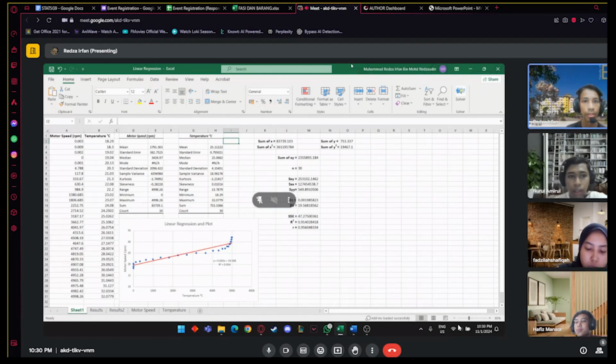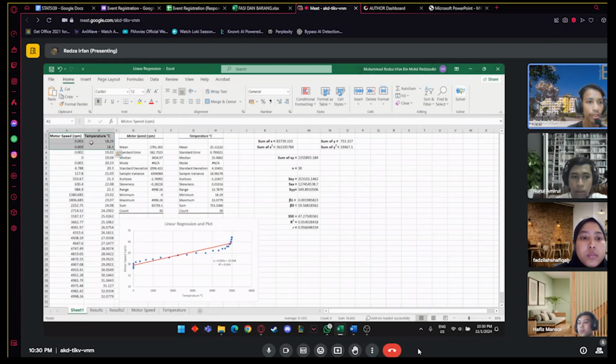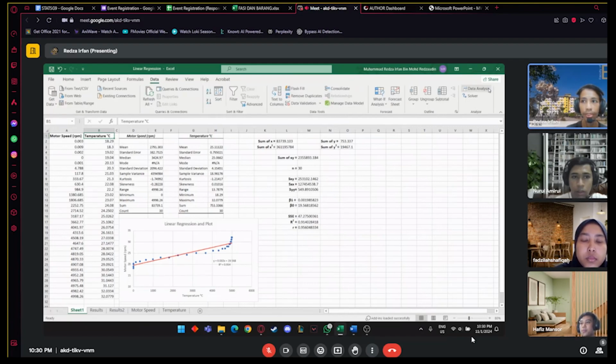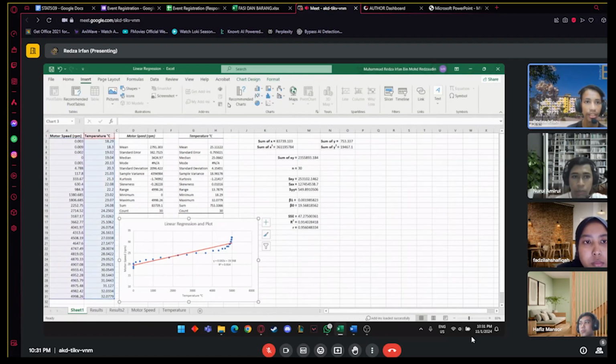Okay, so I'm going to continue with the software simulation. I am using Excel. I already put in the input for X, the motor speed, and also Y, the temperature. Then a summary for both data, motor speed and temperature, using data analysis correlation. After that, I use this data to find the linear regression and plot this graph. Just insert the graph and put in the data, with the highlight for X and Y.